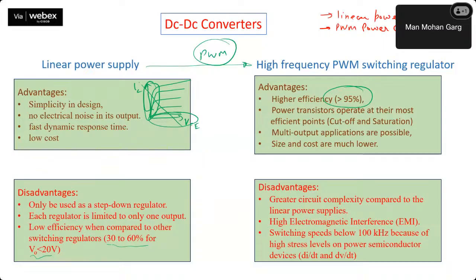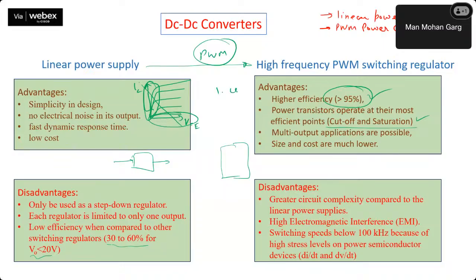Ideally it is 100%, but if we consider some of the losses in the switch, inductor and capacitors, the efficiency is still good, right? We have already discussed why it is efficient: because the transistor operates in the cutoff region or the saturation region. Also, in a linear mode power supply, if you give one input, you get one output only. But in PWM converters, we further divide them into two parts.